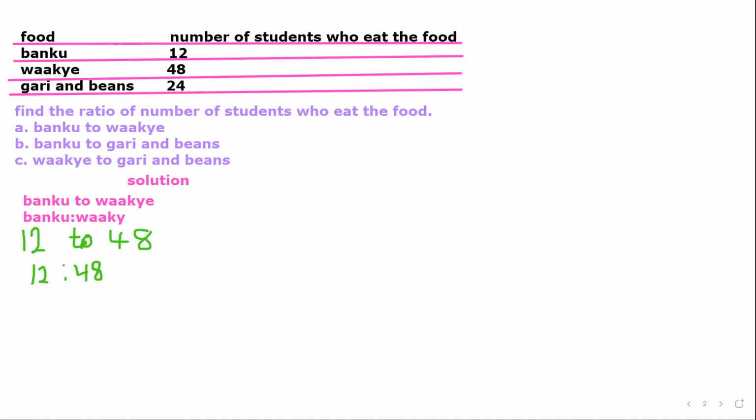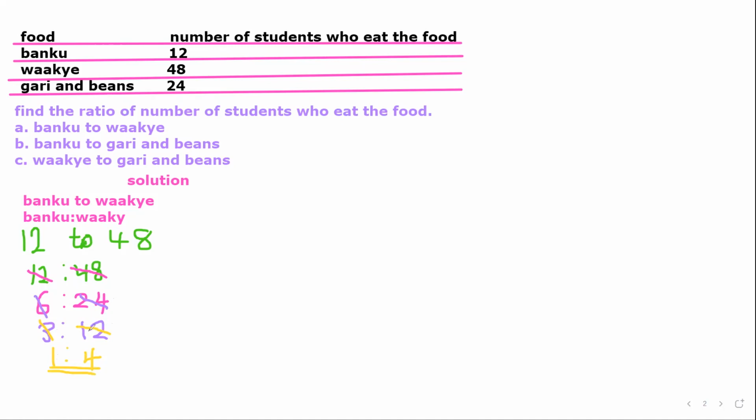Then you find a common number to cancel the 12 and 48. I think they are all even numbers, so let's start with 2. 2 goes into 12, 6. Then 2 goes into 48, 24. Then you can still cancel. 2 goes here, 3. 2 goes here, 12. You can still cancel. 3 goes here, 1. And 3 goes here, 4.